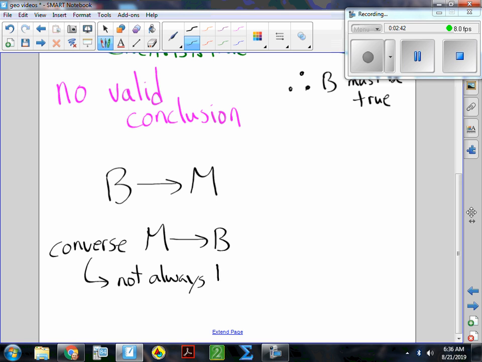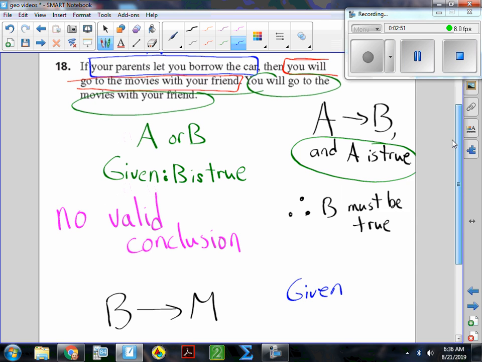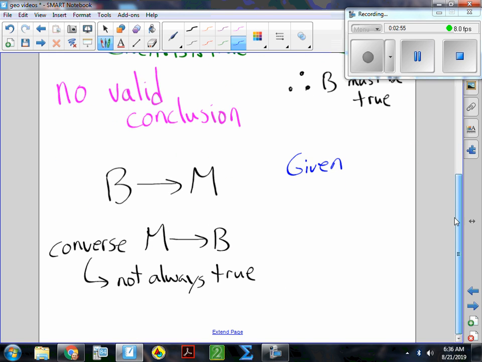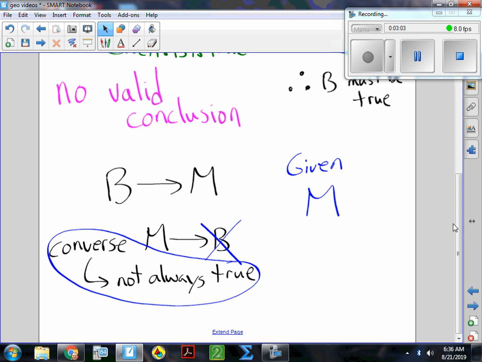It's not logically equivalent. So then when you are told that you go to the movies, that's in the green circle, you will go to the movies with your friend, we can't conclude B because the converse is not always true. So they gave you the wrong information. They had to give you that you borrowed the car.